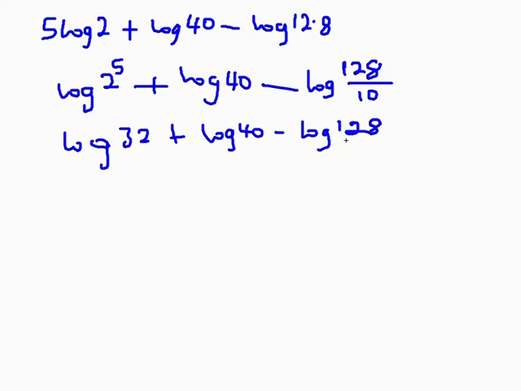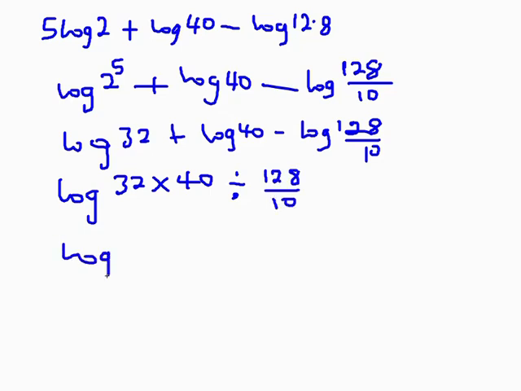128 over 10. Now going by the laws of the product rule and the quotient rule, 32 multiplies 40 and we divide by 128 over 10. So combining this, we get log 32 times 40, divide this by 128 over 10. So this gives us log 32 times 40 times, when we change division to times, you take the reciprocal of 128 over 10. That's 10 over 128.